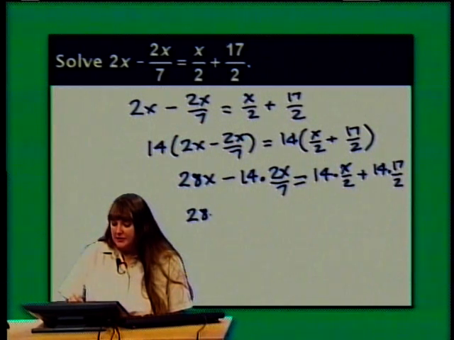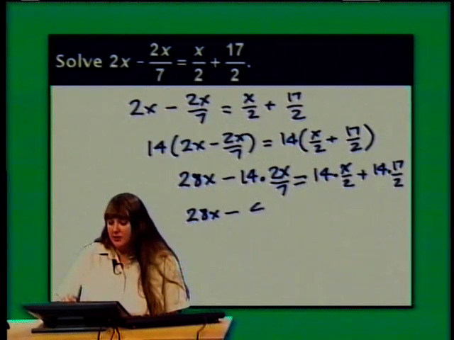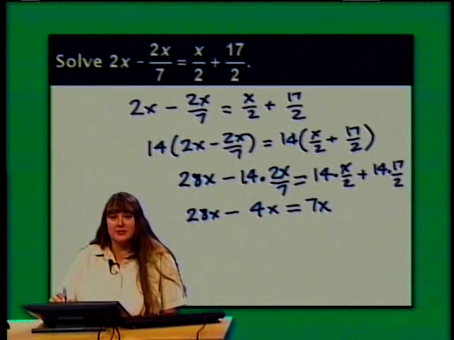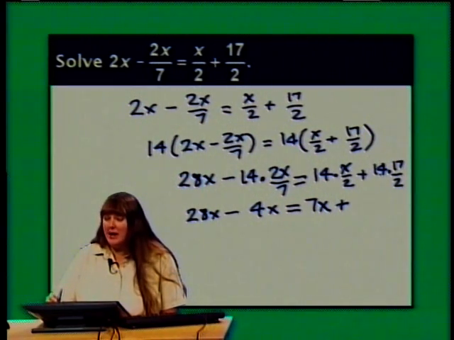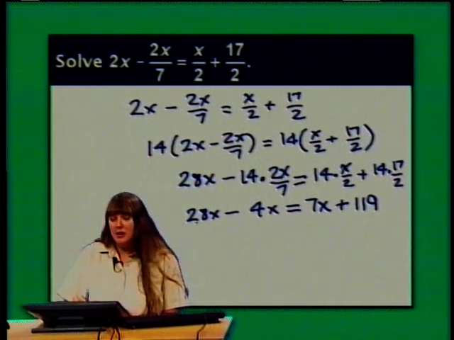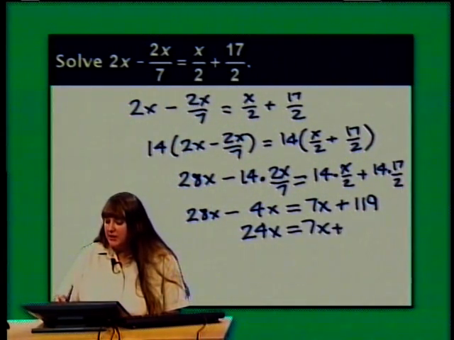So I have 28x minus, I'm going to do a little bit of arithmetic in my head here. 7 goes into 14 two times. 2 times 2x is 4x. On the right-hand side, 2 goes into 14 7 times. So I have 7 times x, which is 7x, plus 2 goes into 14 7 times. So I have 7 times 17, which is 70 and 49, 119. Now I have like terms on the left. 28x minus 4x is 24x. So 24x equals 7x plus 119.